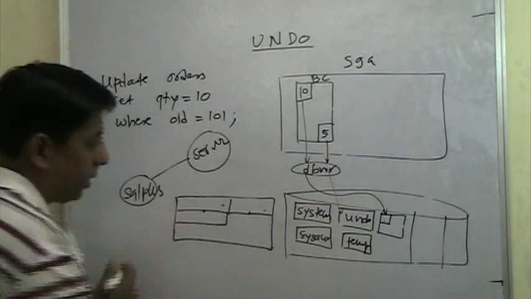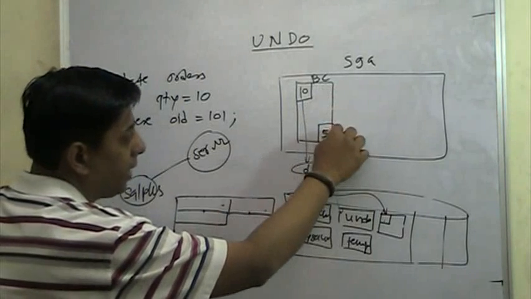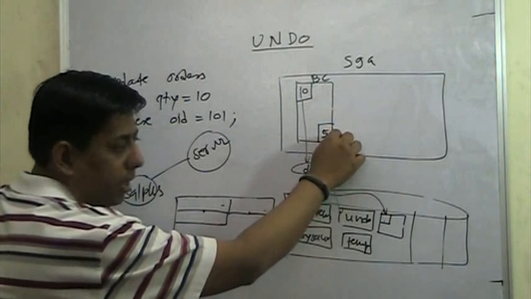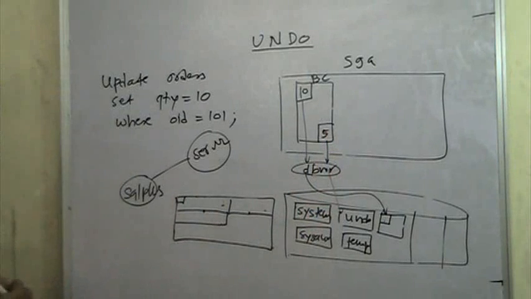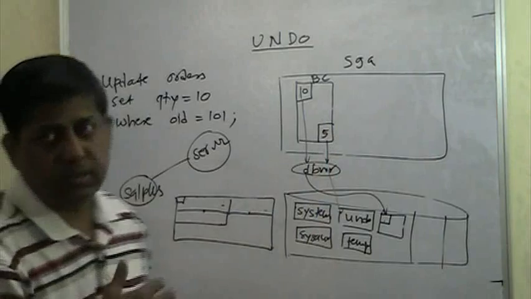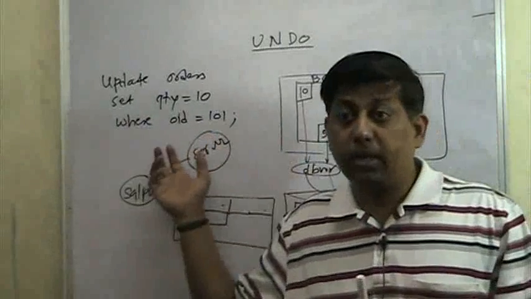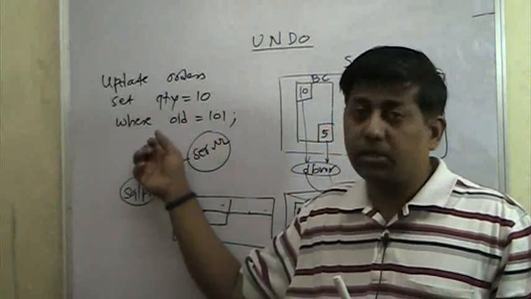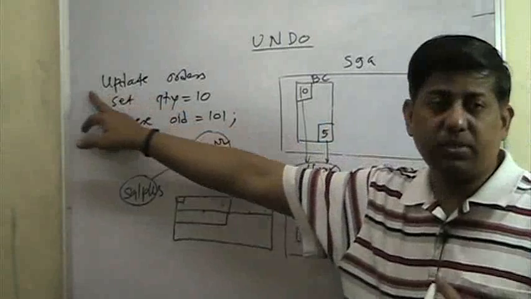What is the purpose of that undo segment now? Whenever a before image of a data block has to be saved somewhere, it will be saved into one of these segments. When I start a transaction, what is a transaction? Anything that starts modifying the data. A select statement is not a transaction. So anything that starts a transaction, insert, update, delete, those things, what is going to happen for this specific transaction?